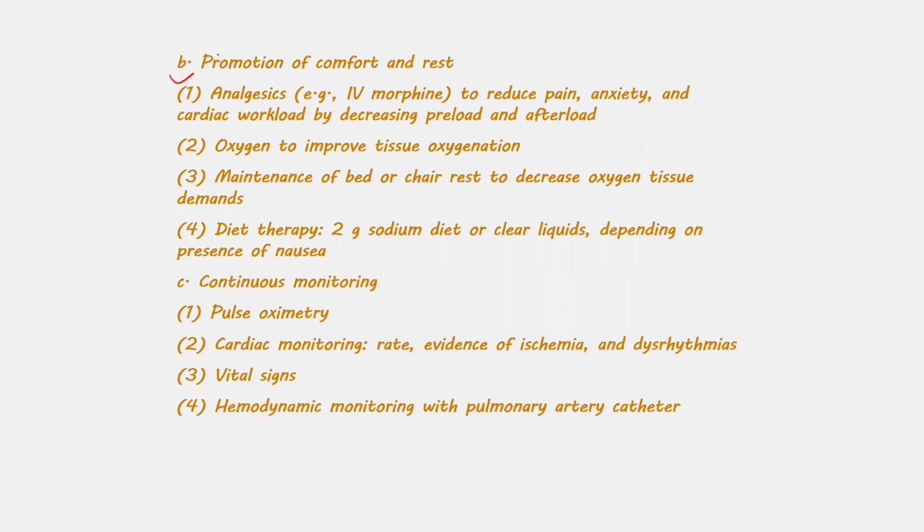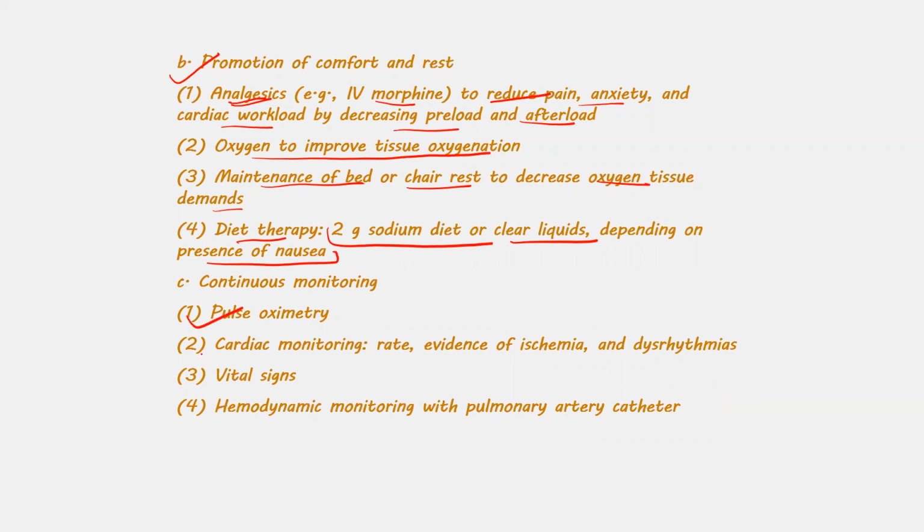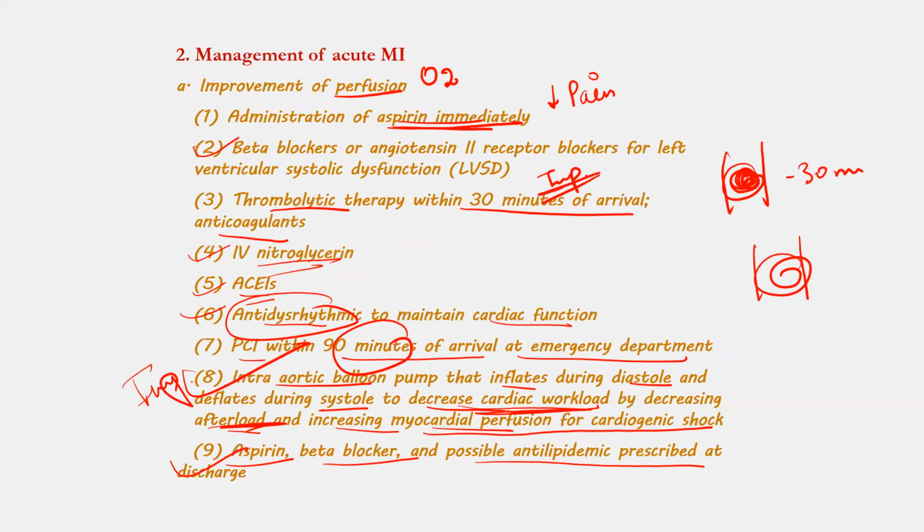Promotion of comfort and rest. So this is a very important thing. We can advise analgesics as per doctor's advice, such as morphine, to reduce pain, anxiety, and cardiac workload by decreasing the preload and afterload. Oxygen to improve tissue oxygenation, maintenance of bed or chair rest to decrease oxygen tissue demands, diet therapy, that is 2 grams of sodium diet or clear liquids depending on the presence of nausea. Continuous monitoring of pulse oximetry, cardiac monitor, that is rate, evidence of ischemia, dysrhythmias we have to see. Vital signs we need to check to see the blood pressure. Hemodynamic monitoring with a pulmonary artery catheter will be done. So these all are the management of the MI.